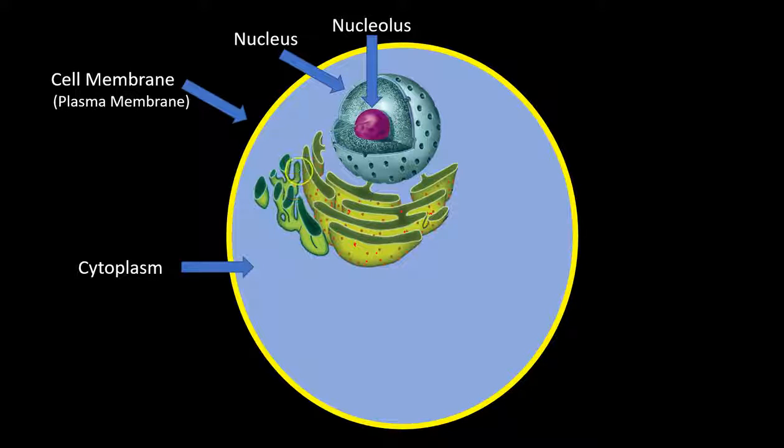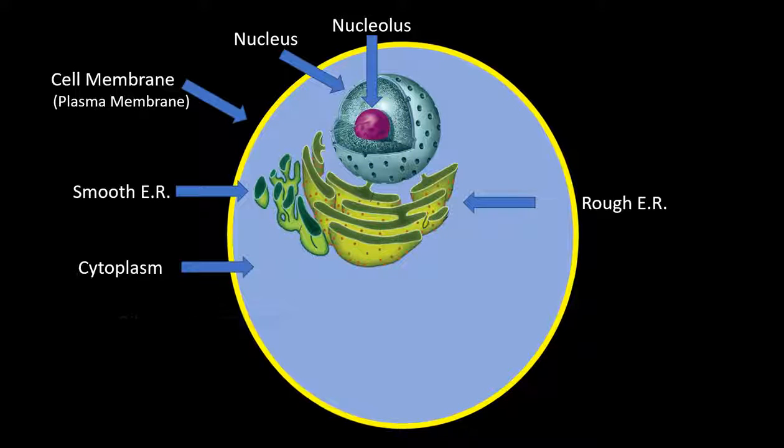Connected to the rough ER is the smooth ER. The smooth ER does not have ribosomes. It makes lipids and helps to remove toxins. Next we have ribosomes, which are the little machines that make the proteins. They're found in 2 locations, in the cytoplasm and on the rough ER.